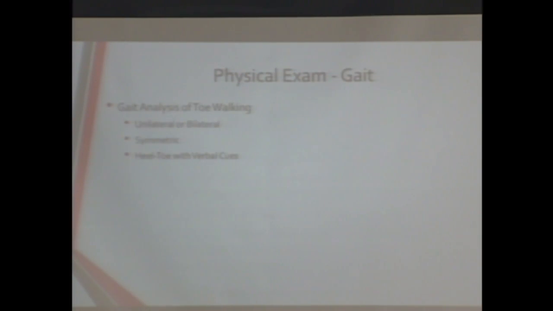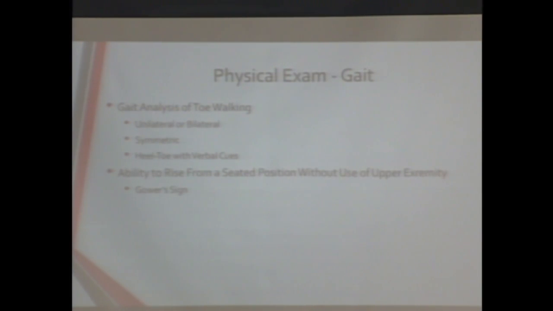So physical examination, again, no one is expected to be an expert in gait analysis, but it's often overlooked when you're doing your brief musculoskeletal exam to just have the patient walk in the examination room. So look at the gait itself, again, acknowledging if it's unilateral or bilateral, how symmetric is the toe walking? Are they on their toes, but one more than the other? And then can they walk heel-toe with verbal cues, or if you ask them to?